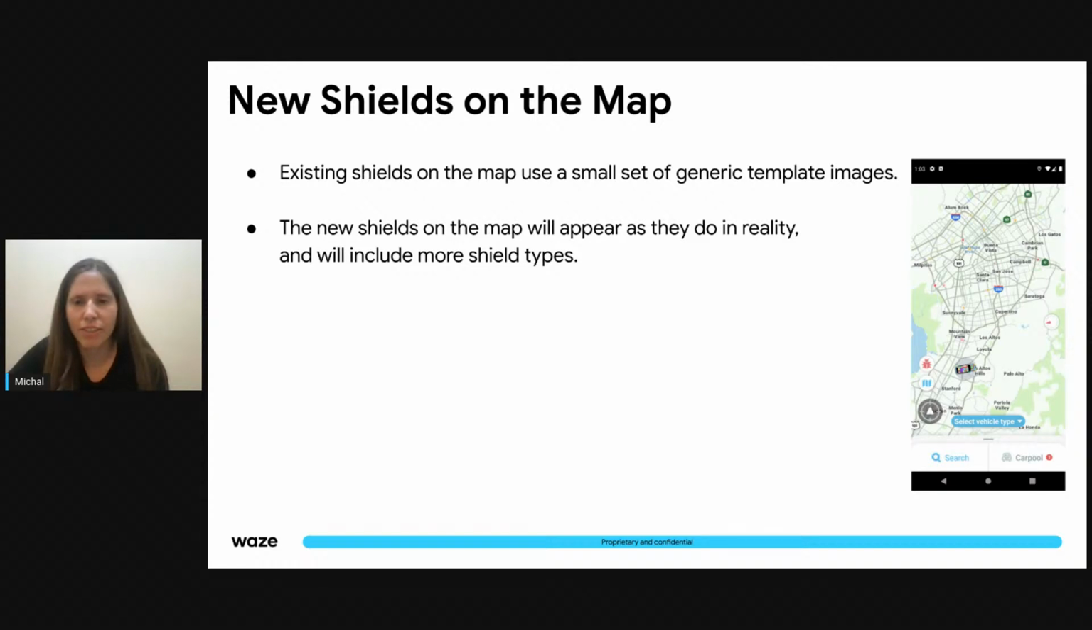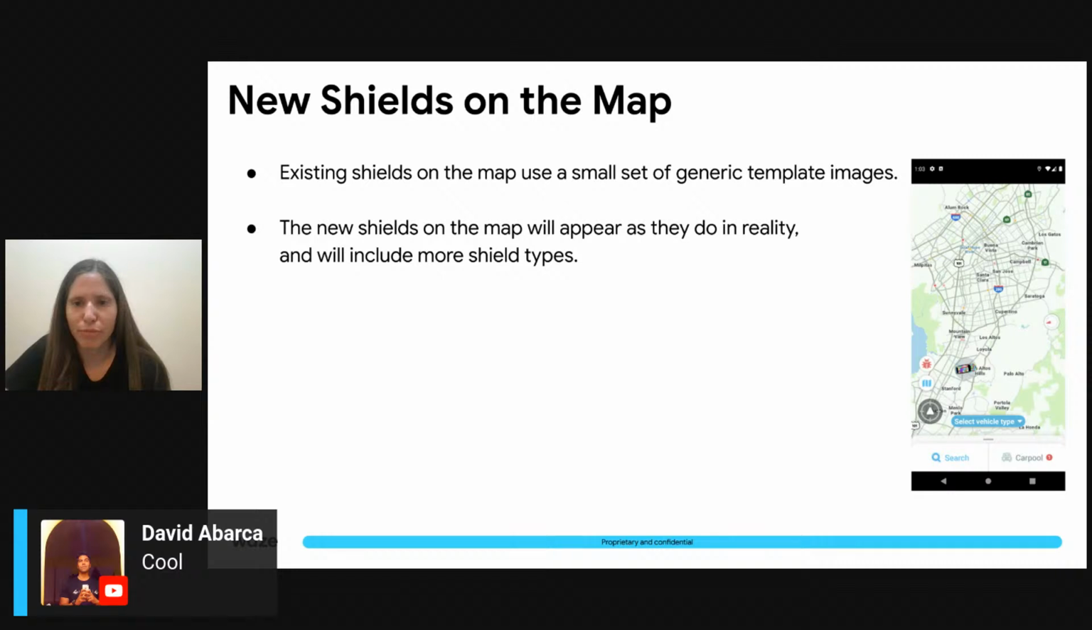In addition to the new shields in the turn instructions, we also have new shields on the map. So the new shields will just look a lot better, look much closer to how they do in reality. And there are also new shield types that you added in WME, and you can keep adding. Next slide.